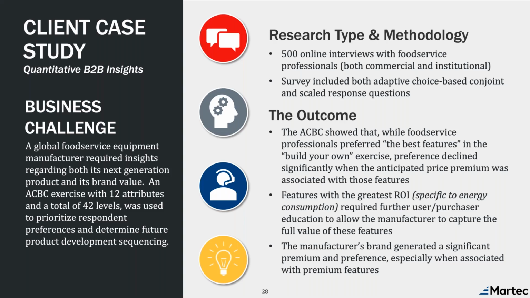We did some research for a global food service equipment manufacturer that was looking for insights into both its next generation product and the value of its brand. So we did an ACBC exercise with 12 attributes, a total of 42 levels, so that we could prioritize all of those different features and help them determine future product development sequencing. We did 500 total online interviews with food service professionals, both on the commercial side, so think restaurants, hotels, and the institutional side, K-12 schools, senior living, places like that.